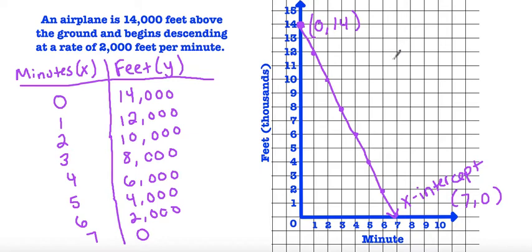And finally, we could write our equation, y equals negative 2,000, because it's decreasing, x plus 14,000. And again, if we substituted y with 0, we'd get how many minutes it took the plane to land.